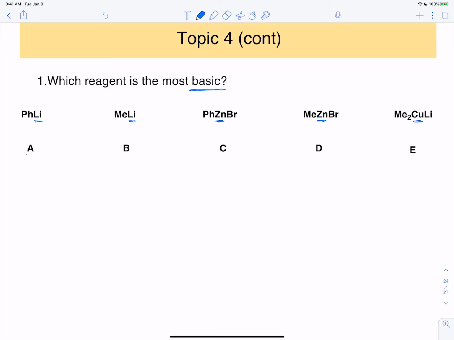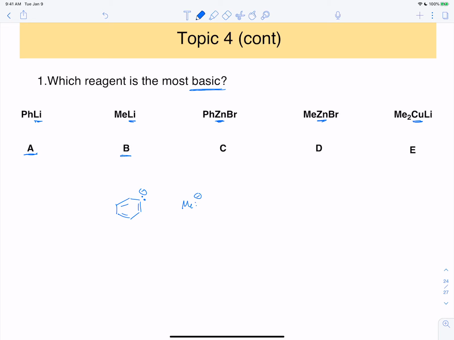So we got it down to A and B. We're trying to decide what would be more basic, phenyllithium or methyllithium. So keeping in mind that each of these are really a lot like an aryl anion or a methyl anion, we now can go back to some of our acidity considerations to think about which one would be the most basic.